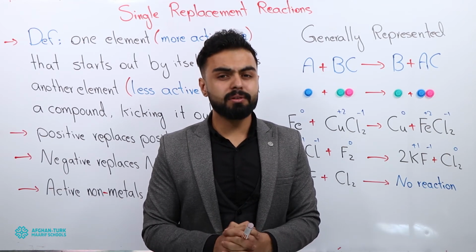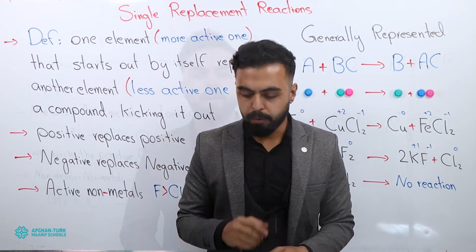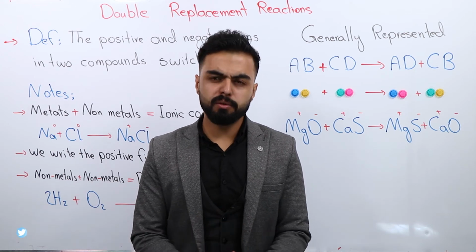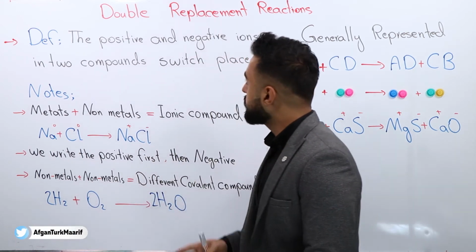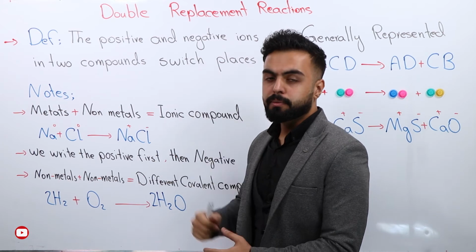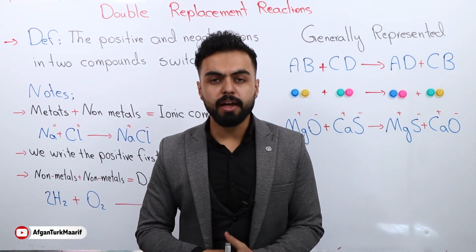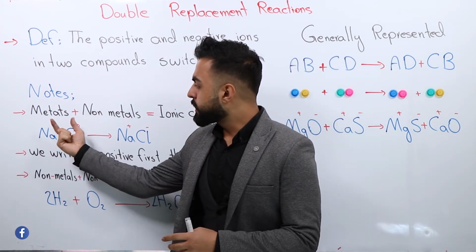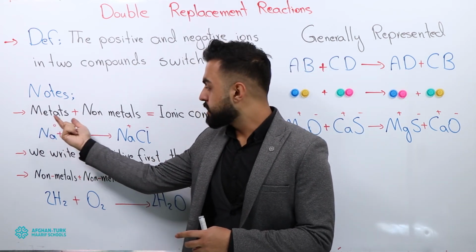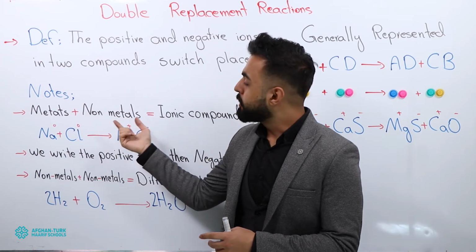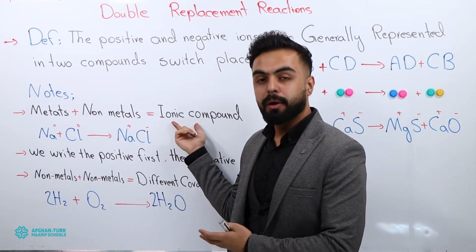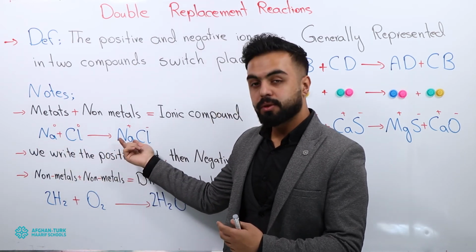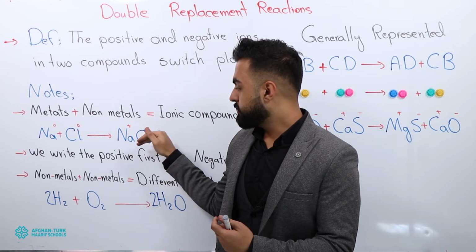Let's go to the double replacement reactions now. And finally, the last type of chemical reactions. What is it? That is double replacement reaction. So before that, we have an important note here. Guys, if metals react with non-metals, mostly we have ionic compounds. Like here, sodium reacts with chlorine, sodium chloride, the positive and the negative.